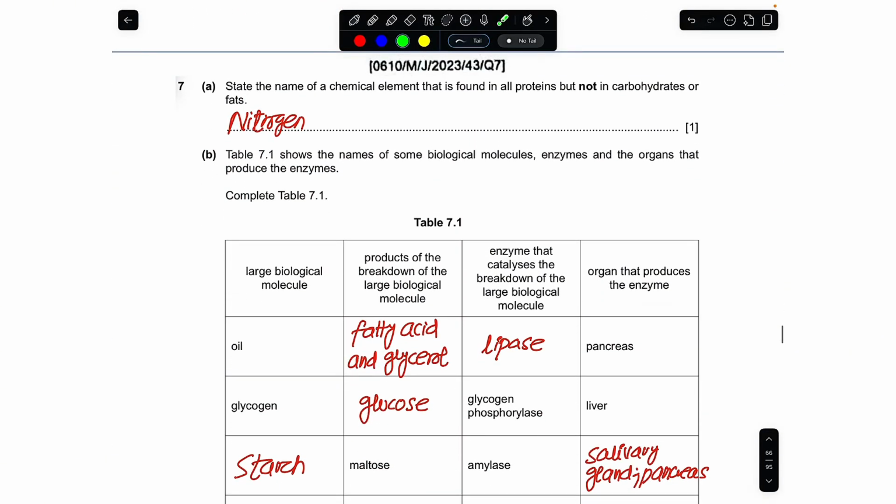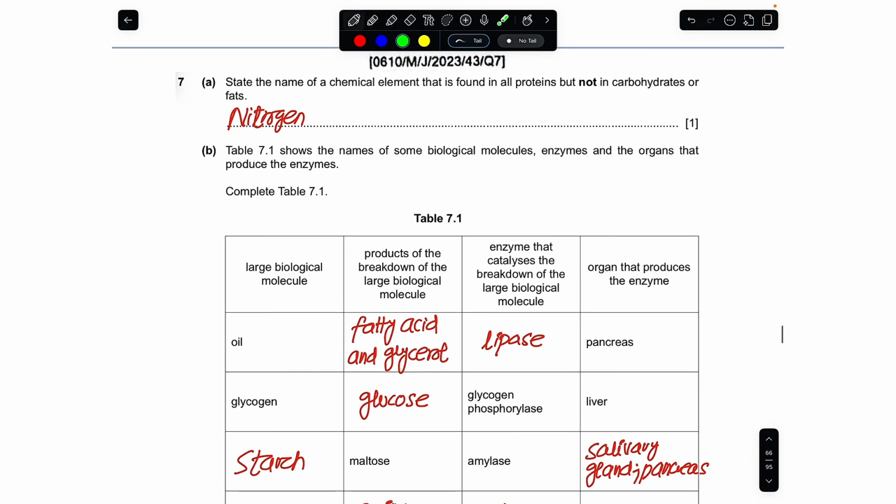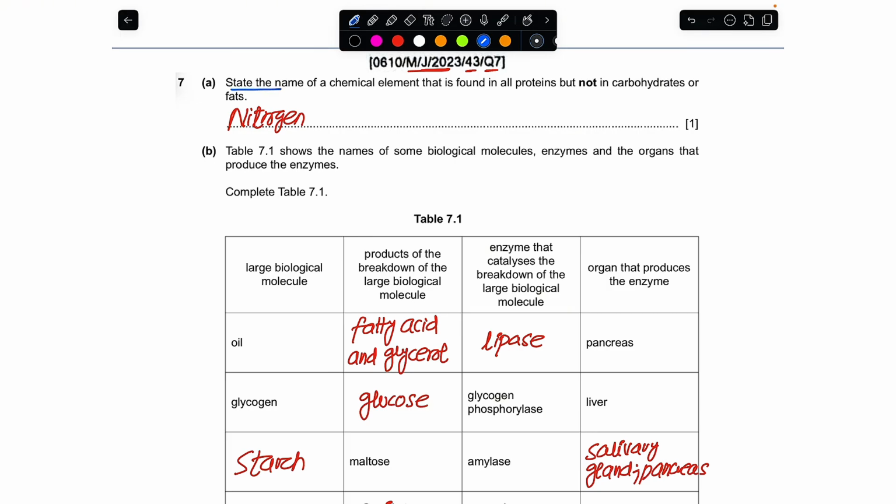Moving onward, here we come to May June 2023. The theory paper variant was 4.3, and for your exam, this was question number 7, A and B part. What they are telling us is to state the name of a chemical element that is found in all proteins, but not in carbohydrates or fats. The carbohydrates and the fats are made up of carbon, hydrogen, and oxygen, but they never have nitrogen in them. So the answer becomes simple. We would be writing nitrogen here.